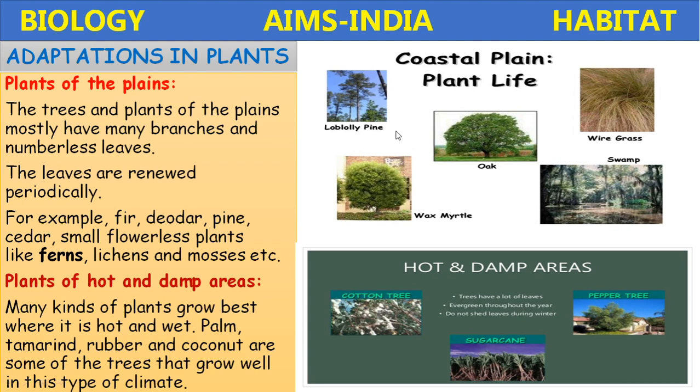Most of the soils in the plain areas are fertile, so the plants grow very thick. In the plants growing in hot and damp areas, you find trees that have a lot of leaves, evergreen throughout the year, and they do not shed their leaves during winter. Cotton tree, pepper tree, sugarcane. These are seasonal crops also.